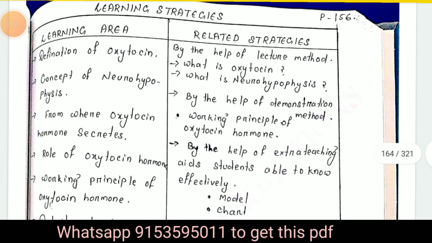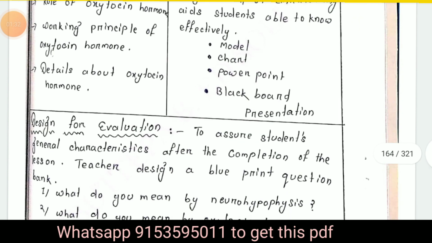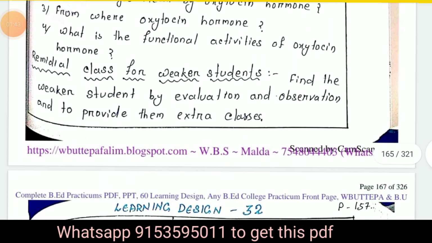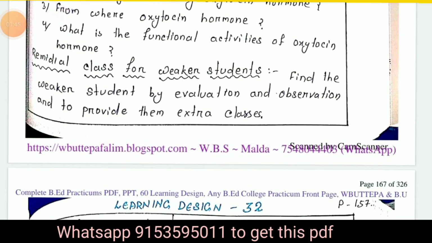Learning strategies. There are two parts, learning area and related strategies. An example of a learning area is the definition of oxytocin with the help of the lecture method. Design for evaluation: to assess students after the completion of the lesson, the teacher designs a blueprint and question bank. Here are some of the questions. A remedial class for weaker students: find the weaker students by evaluation and observation and provide them extra classes.